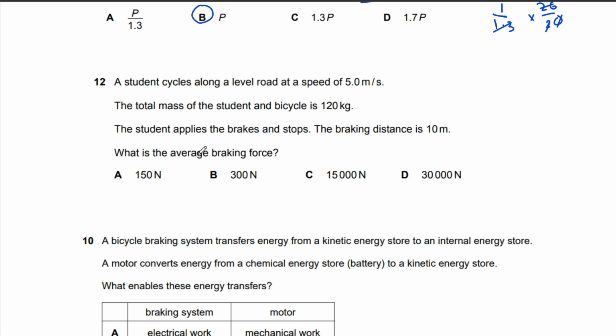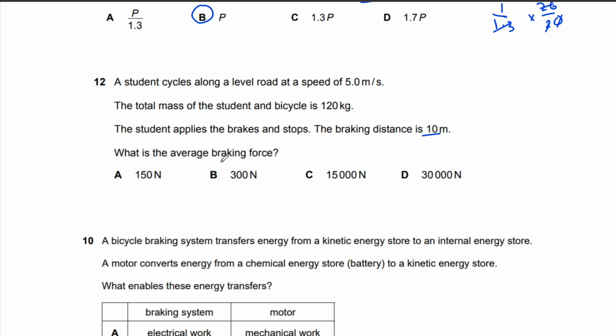12. A student cycles along a level road at a speed of 5 meters per second. The total mass of the student and the bicycle is 120 kilograms. The student applies the brakes and stops. The braking distance is 10 meters. What is the average braking force?